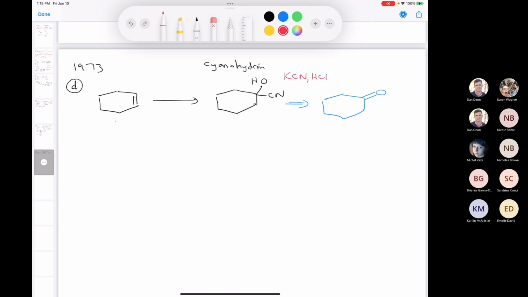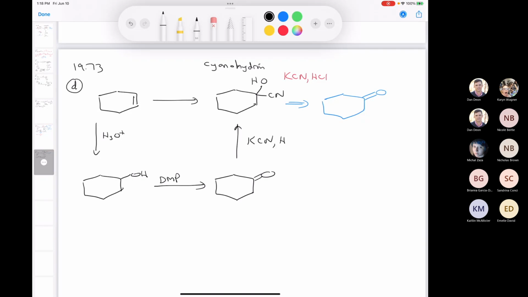So then the question becomes, how are we going to get from here to here? Well, we just did that, so let's just go through it very quickly. First, we're going to do the addition of water across the double bond. We make cyclohexanol. We're going to oxidize that. I'm just going to choose the Dess-Martin periodinane. Like that, we end up with cyclohexanone, and then we treat that with potassium cyanide and HCl, and we end up with our cyanohydrin.